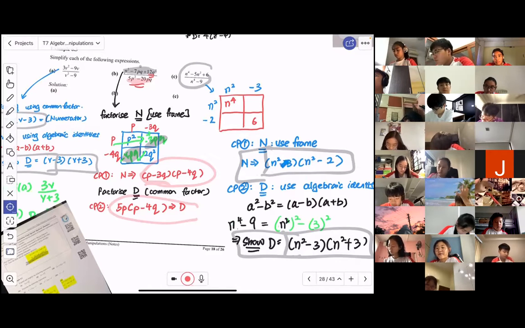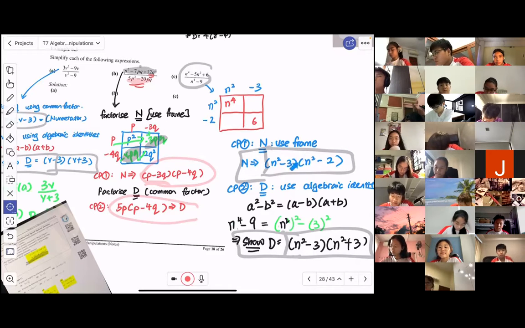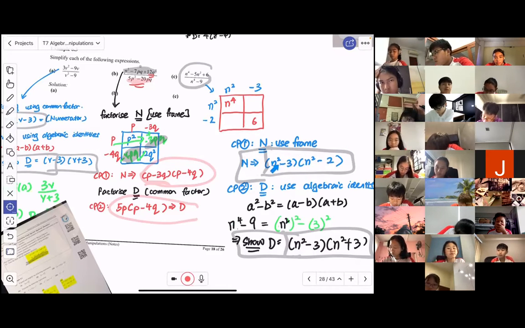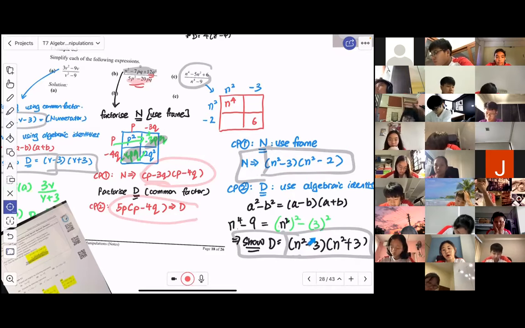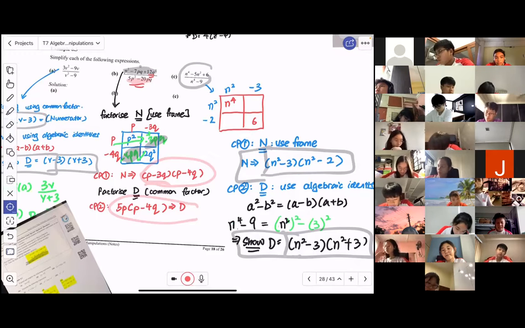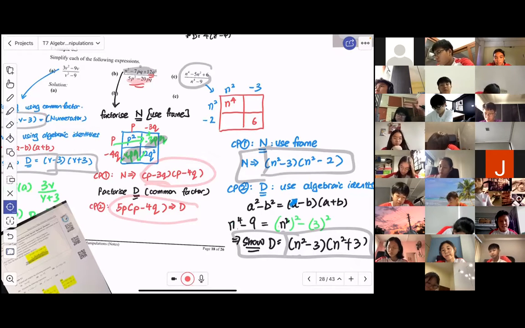Do you get this for numerator? The boy who's asking, I'm looking at you. Do you get this for numerator? You got this. Do you get this for denominator? You got it for denominator. That means you should be able to. You didn't get this for denominator. You shake head, then you don't have it. So I'm also confused.